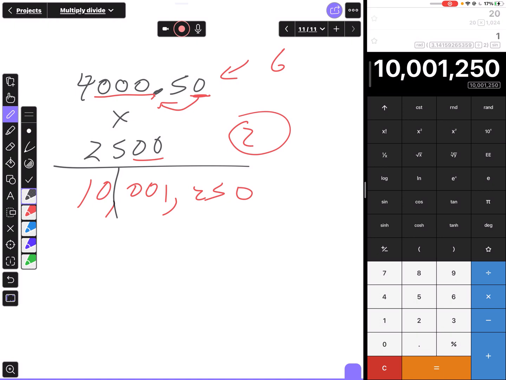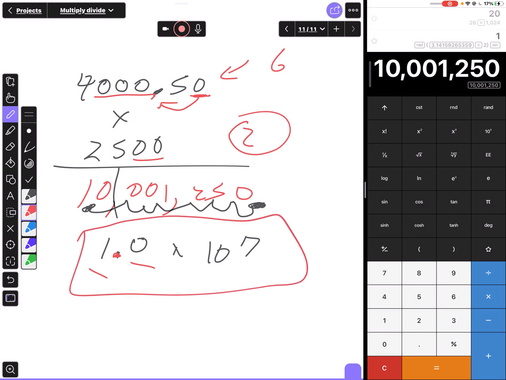So what I would recommend is to put it in scientific notation. You've got a decimal here at the end, move it 1, 2, 3, 4, 5, 6, 7 places till you get to a number between 1 and 10. That would be 1.0 times 10 to the 7th power. That 1.0 would have two significant figures because of the 1, and that 0 would count because there's a decimal there. So that would be the best way to handle a number like that.